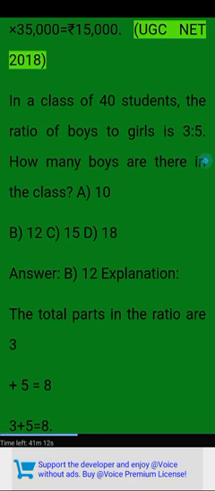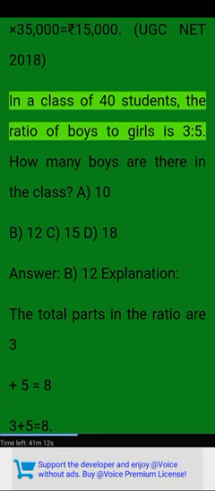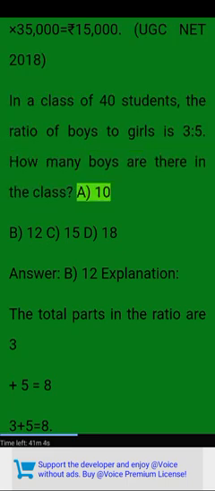UGC NET 2018. In a class of 40 students, the ratio of boys to girls is 3:5. How many boys are there in the class? A. 10. B. 12. C. 15. D. 18. Answer. B. 12.